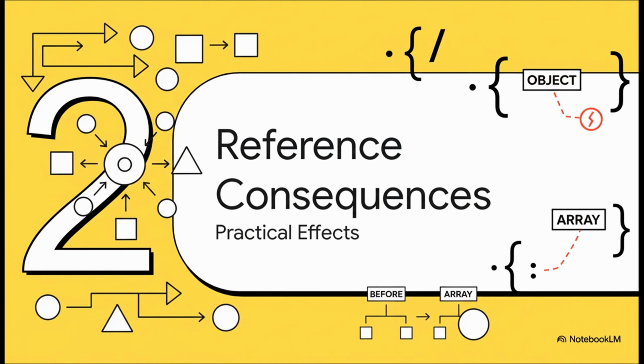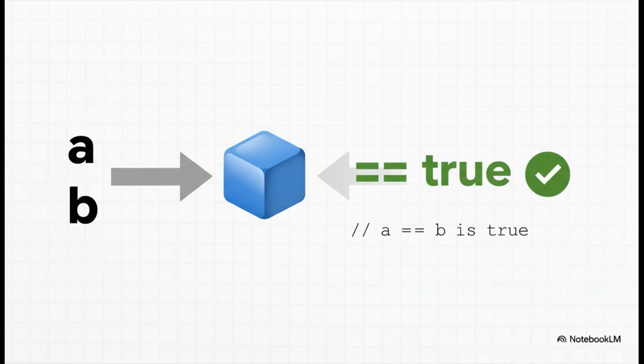Okay, so the theory makes sense, but what does this actually mean when you're writing code day to day? What are the real world consequences of this whole reference thing? This is where it gets super practical. First up, comparison. When you have two variables that point to the exact same address in memory, like B pointing to A here, JavaScript says, yup, those are equal. They're not just similar, for all intents and purposes, they are the same thing.